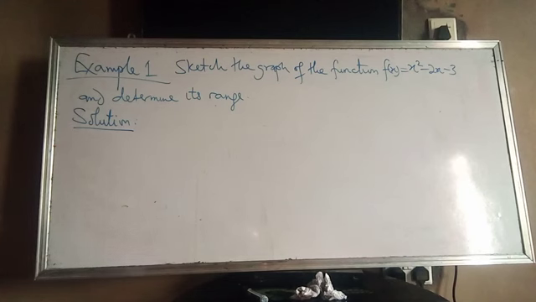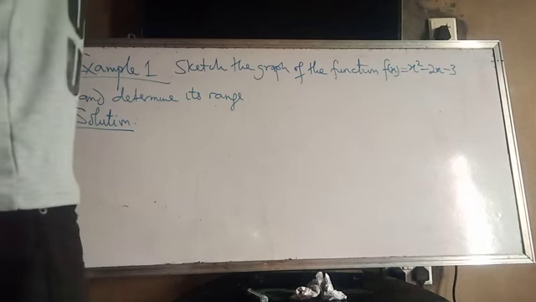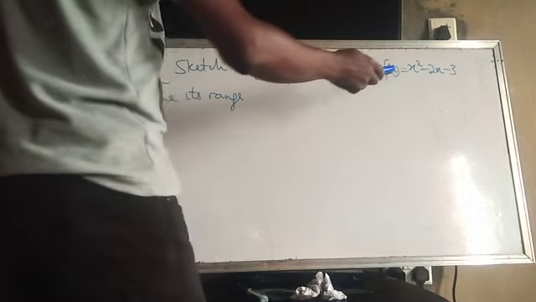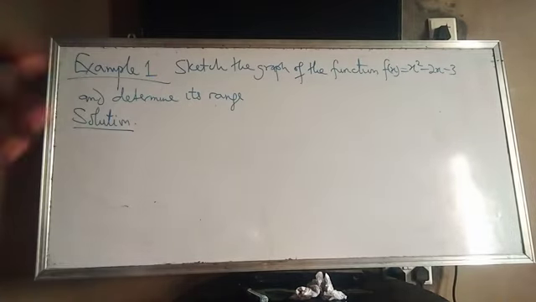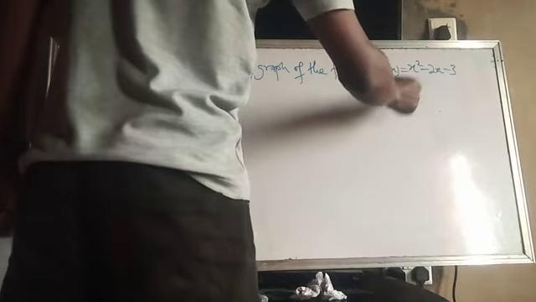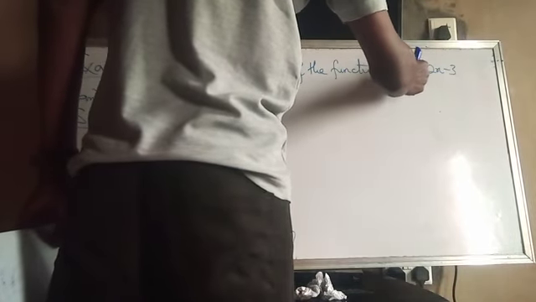If it could be recalled, for us to sketch a function, whether quadratic or otherwise, we will first of all need to know the x and y coordinates of the point. As far as quadratic functions are concerned, this one will give us a minimum point. Why? It's going to give us the minimum point because the coefficient of x squared here is 1, and 1 is more than 0.